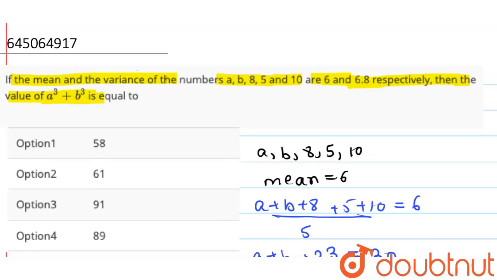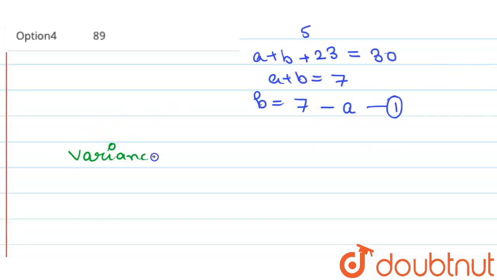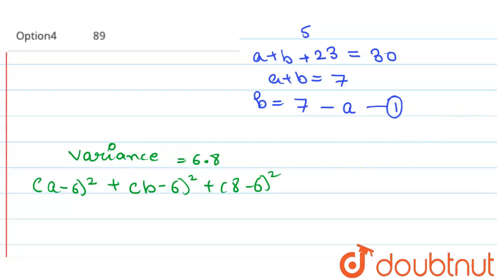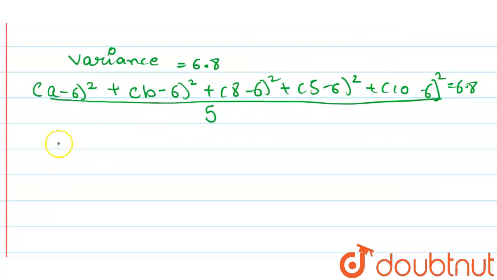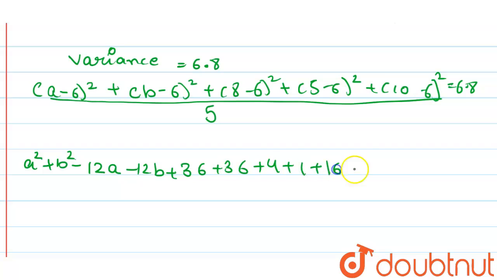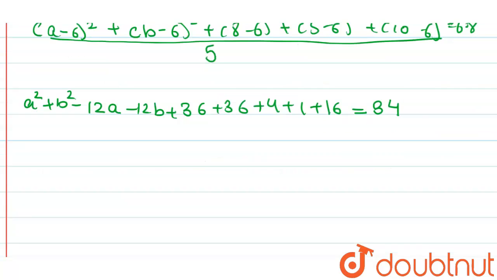Now you are also given variance, which is equal to 6.8 here. Right, so variance is 6.8. That means A minus 6 whole square plus B minus 6 whole square plus 8 minus 6 whole square plus 5 minus 6 whole square plus 10 minus 6 whole square, whole divided by 5, is equal to 6.8. Right, so this gives you A square plus B square minus 12A minus 12B plus 36 plus 36 plus 4 plus 1 plus 16 being equal to 34 here. Now this will give you A square plus B square minus 12A minus 12B being equal to minus 59 here.